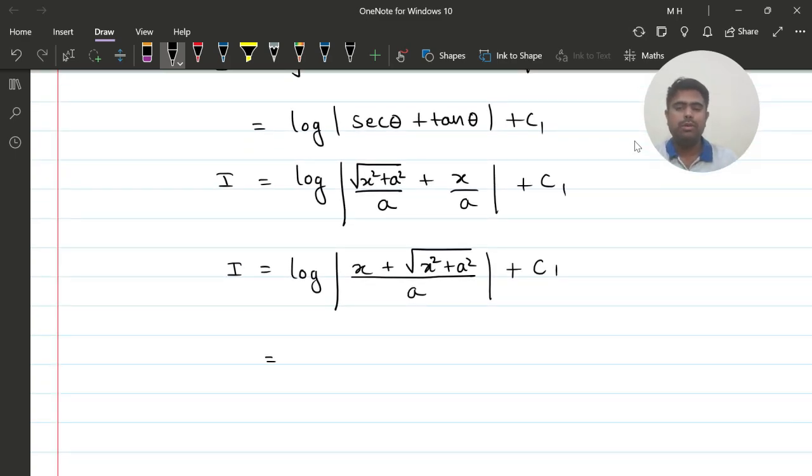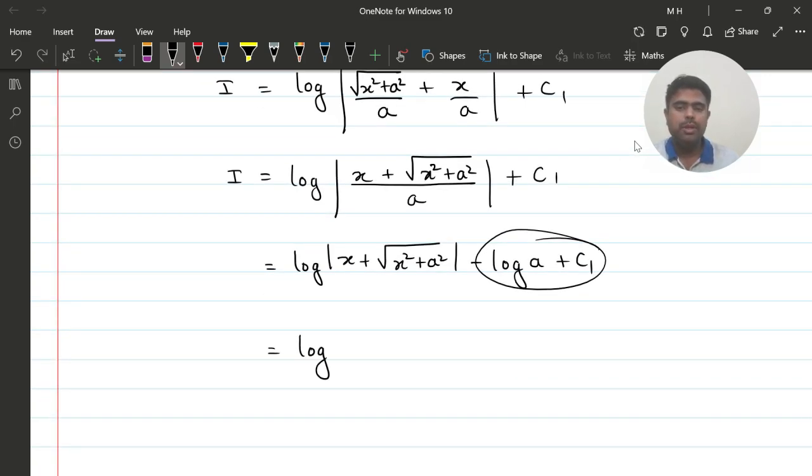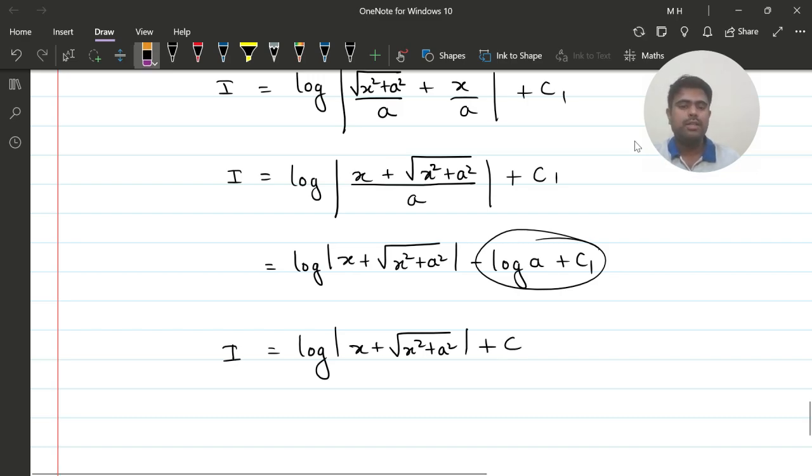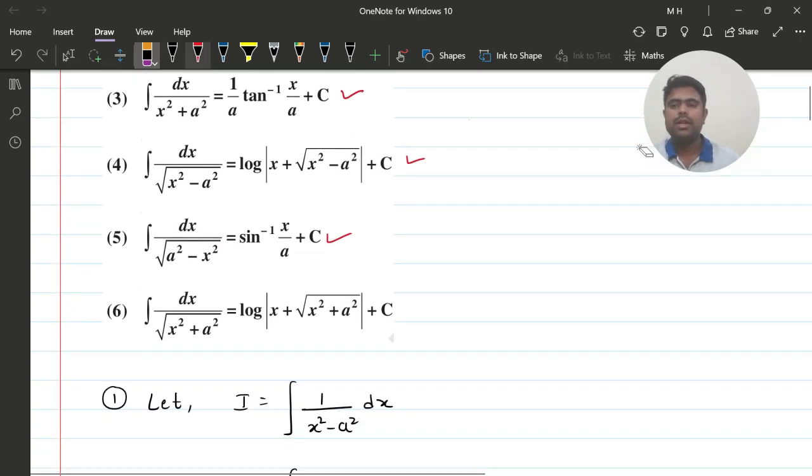So this will be equal to log mod, and there is the formula log a by b, so I can write it as log a minus log b. So this will be log mod x plus root of x square plus a square, minus log a, plus c1. c1 minus log a is another constant, as I explained before, so this will be log mod x plus root of x square plus a square, plus c, combining the two constants. So this is going to be the integral. I think this is what they have asked us to prove, right? So this is the proof.